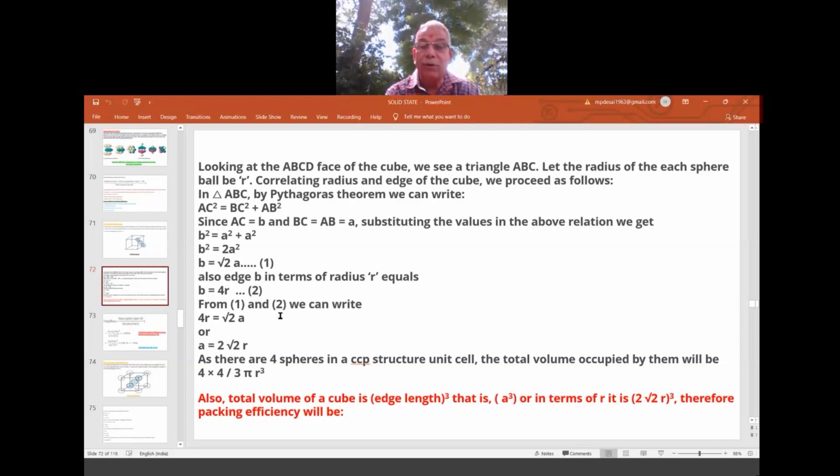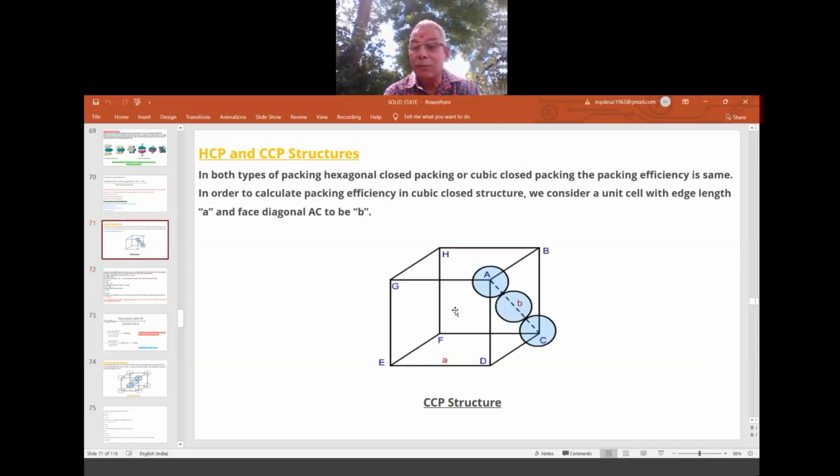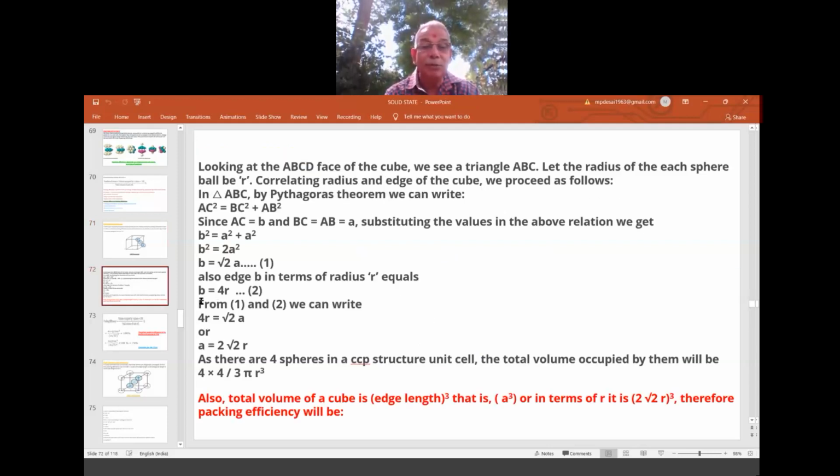Why is B equal to 4R? So this is one circle, sphere, one particle. This is half of the diameter, 1R. This is full diameter, 2R. Again, this is half diameter or the radius. So 1R here, 1R here, and 2R here. Diameter together it is 4R. That is shown here. So B equal to what? 4R. So from 1 and 2.